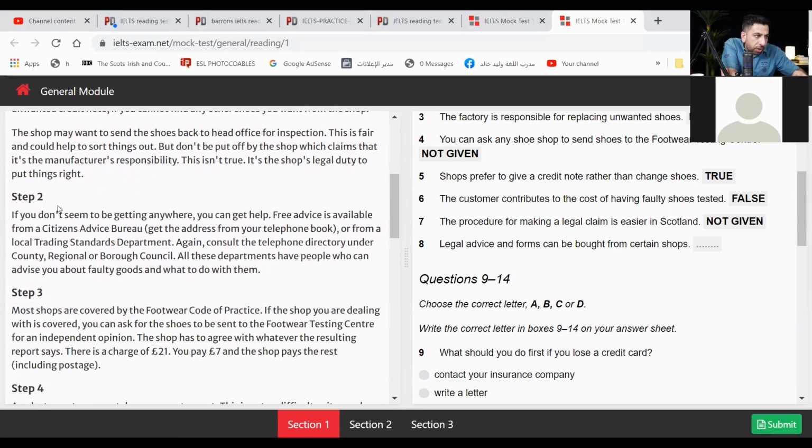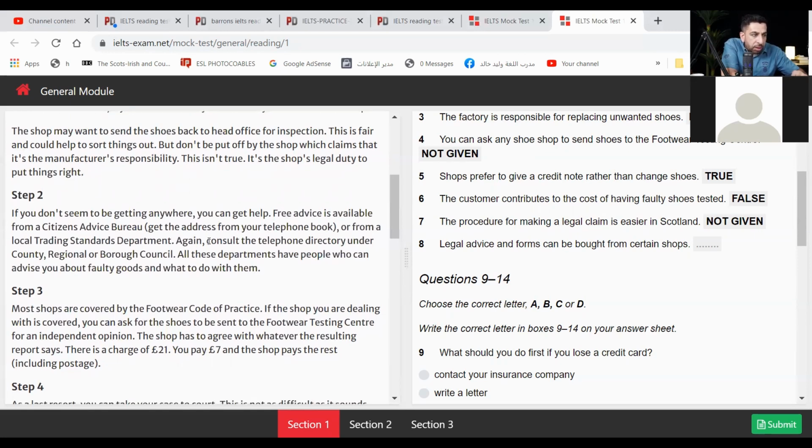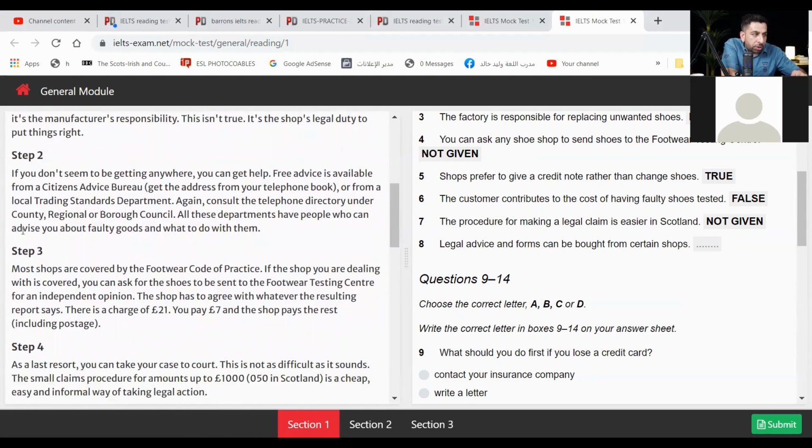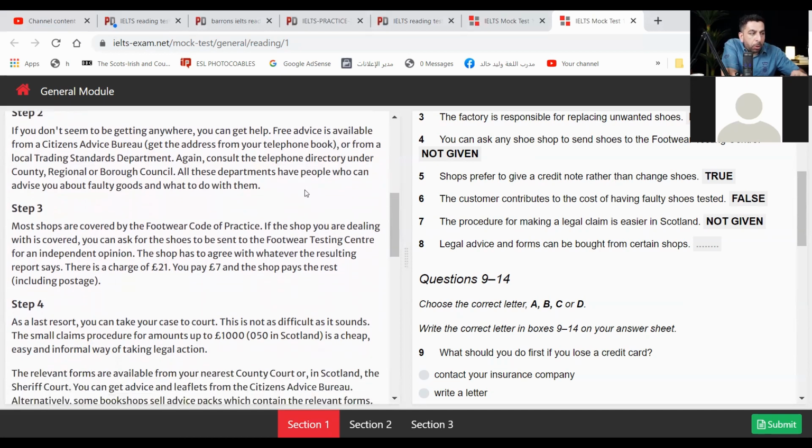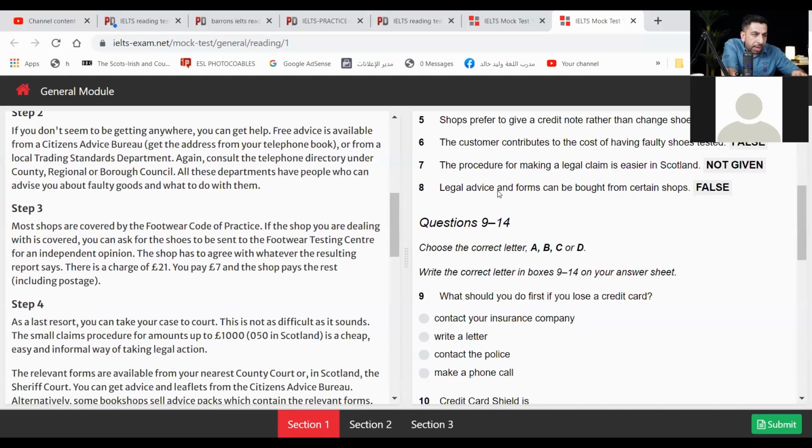Now look here at this section, step number two. If you don't seem to be getting anywhere, you can get help. Free advice is available from Citizens Advice Bureau. Get the address from your telephone directory or from a local trading standards department. Again, consult the telephone directory under the county, region, or borough council. All these departments have people who can advise you about faulty goods and what to do with them. So, legal advice and forms can be bought from certain shops: False. Okay.